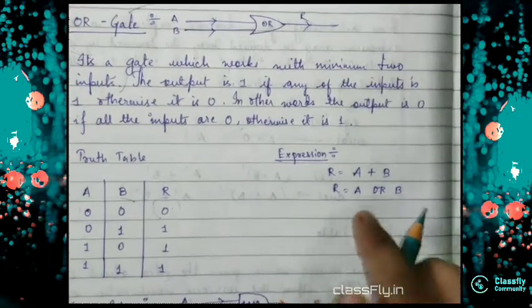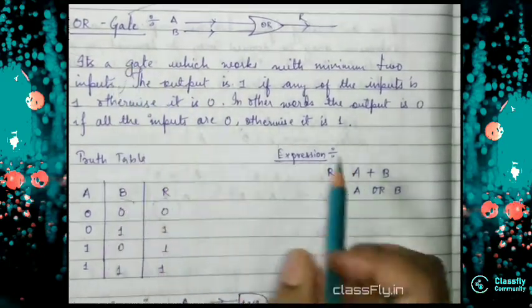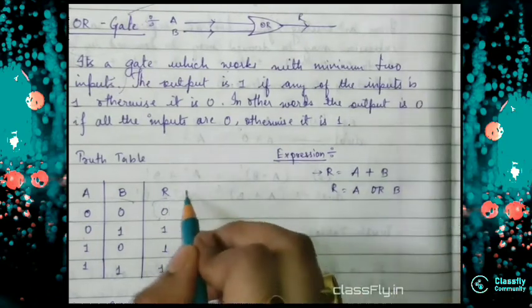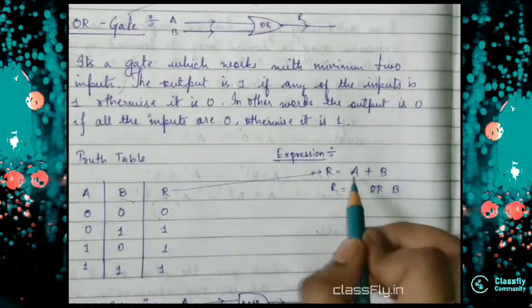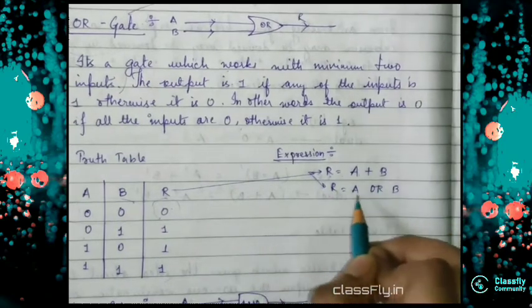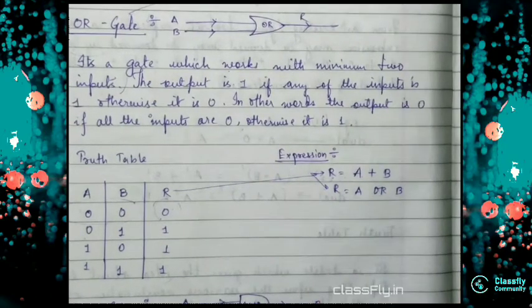See, the expression for OR gate is R. I am denoting the output here as R. So R is equal to A plus B, or I can write R is equal to A OR B.